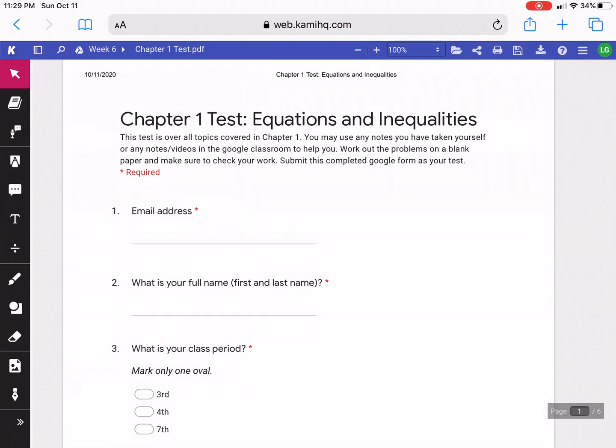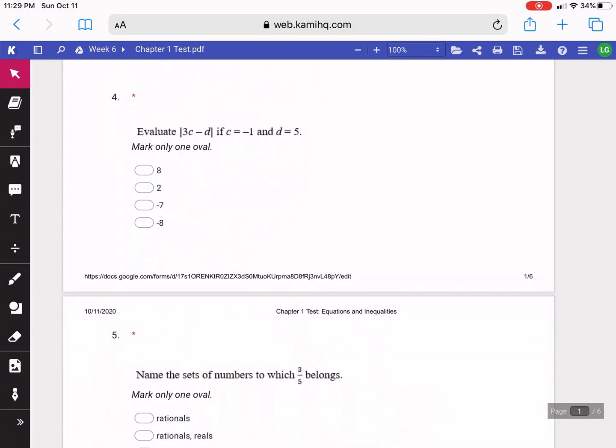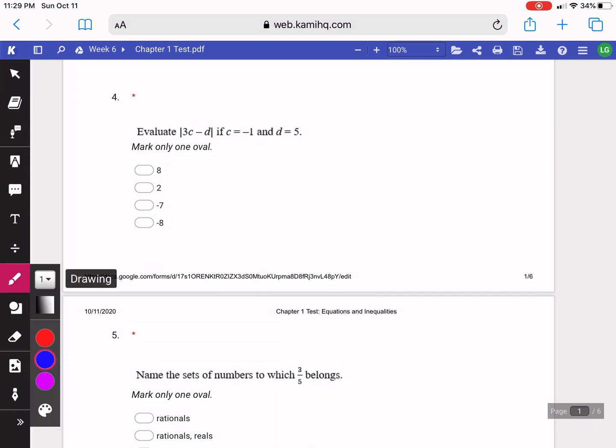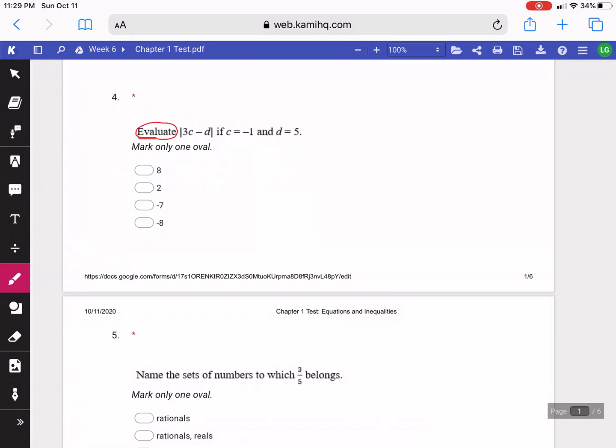In this video, we're going to review the questions and solutions for the Chapter 1 test on equations and inequalities. So here, question 4, which is really the first question, wanted to check if you could evaluate. So here our keyword is evaluate. And we're going to plug in our numbers for our variables. So for C, I'm going to plug in -1. And for D, I'm going to plug in 5.